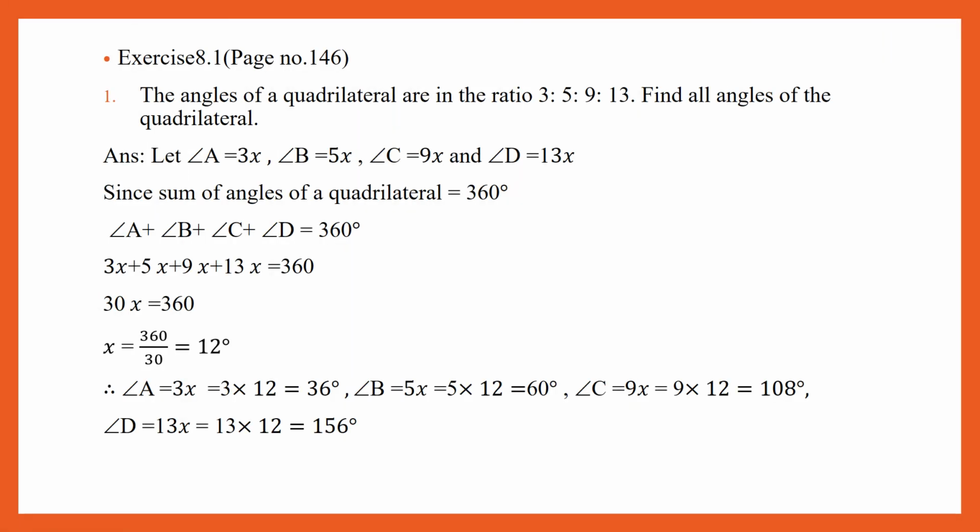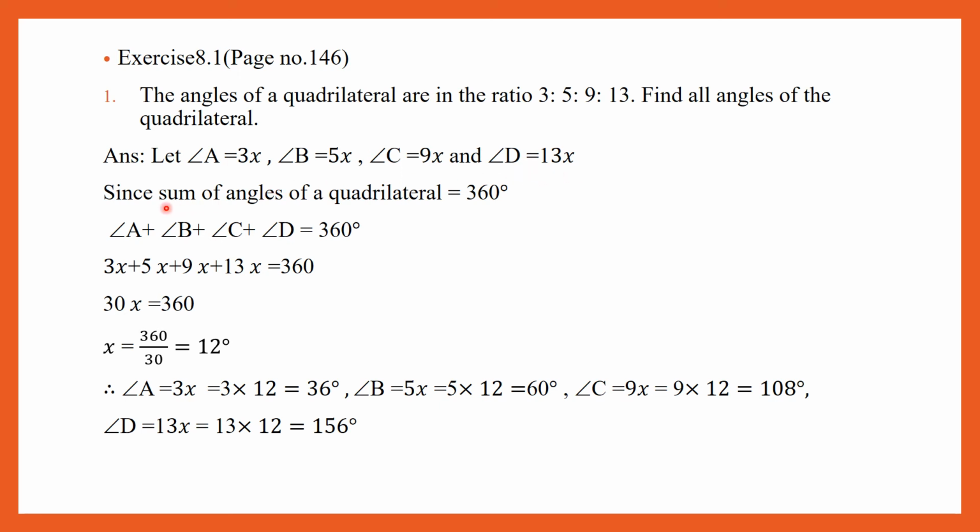Now, let us start exercise 8.1 on page number 146. Question number 1. The angles of a quadrilateral are in the ratio 3:5:9:13. Find all angles of the quadrilateral. Let us take the quadrilateral as ABCD and therefore let angle A be equal to 3x, angle B equal to 5x, angle C equal to 9x and angle D equal to 13x.